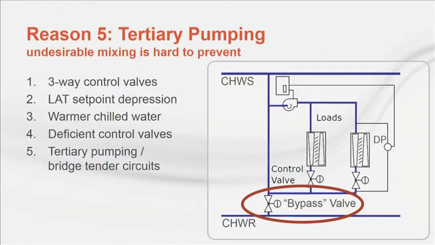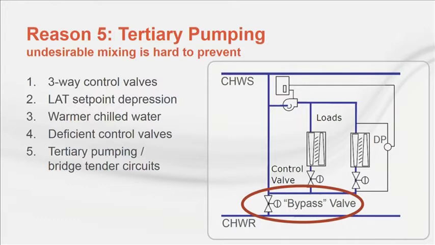This diagram shows just one configuration of a bridge tender circuit. Depending on the designer, the bypass control valve may be configured several different ways. The problem is that no matter how it's configured, if its control goes wrong, it will allow unused chilled water to bypass directly into the system return water. System delta T drops, system flow increases, and pumping power increases.